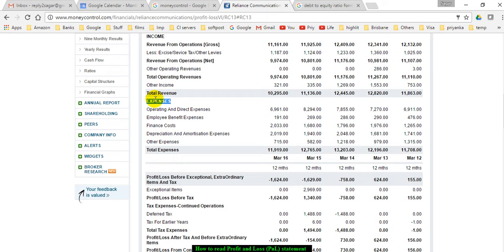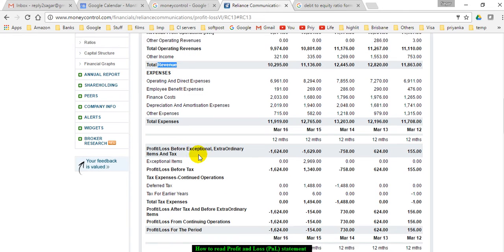Now whatever the company earns, we have to deduct the costs from that to find the profit made in that particular year. So the expenses section will show you the total expenses that have been incurred in that particular financial year. So operating and direct expenses are 6,961. Then employee benefit expenses 191 crores. Finance costs, depreciation and amortization expenses, and other expenses 715. So they have to calculate total expenses. So for this company, total expenses have been 11,919 crores. You can notice that expenses are more than the revenue, which is again not good for any company.